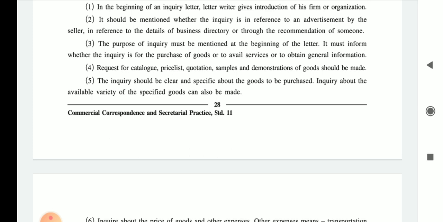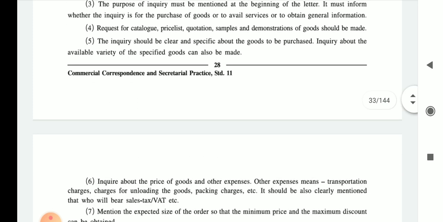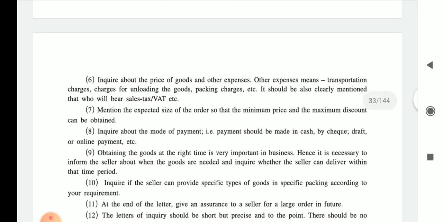Inquiry about the available variety of the specific goods can also be made. If you want to purchase many products from the seller, at that time you have to make clear the list of products that you want to purchase. Next one is to inquire about the price of the goods and other expenses.